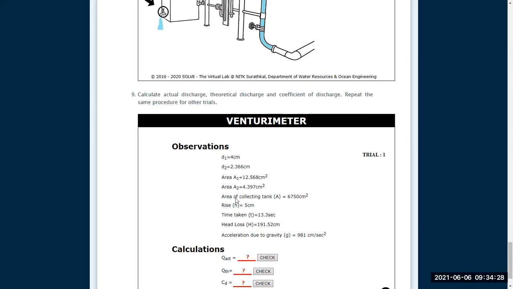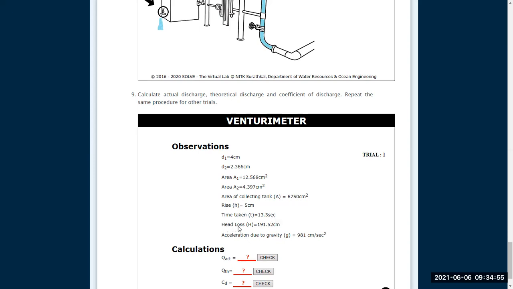After that you have to record the area of the collecting tank also. For that you have to measure the width and length of the collecting tank using a scale. Width into length gives you the area of the collecting tank. The rise of water inside the collecting tank, that is small h, is 5 centimeter, and the time taken is 13.3 seconds.